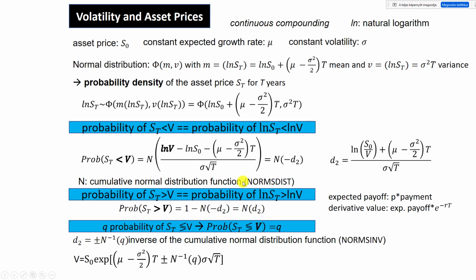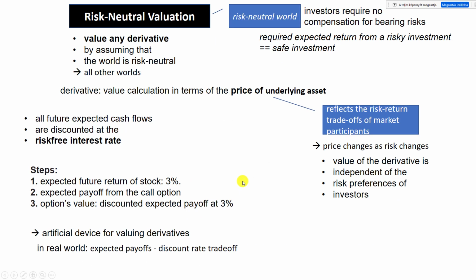So how can we use this knowledge? We can use it in many different ways. So first of all, the biggest benefit is that we can use this risk-neutral valuation. So in the risk-neutral world, we can say that investors require no compensation for bearing risks, which is quite a romantic approach, because we are expecting then that the required expected return from a risky investment equals that of the safe investment. So why do this?